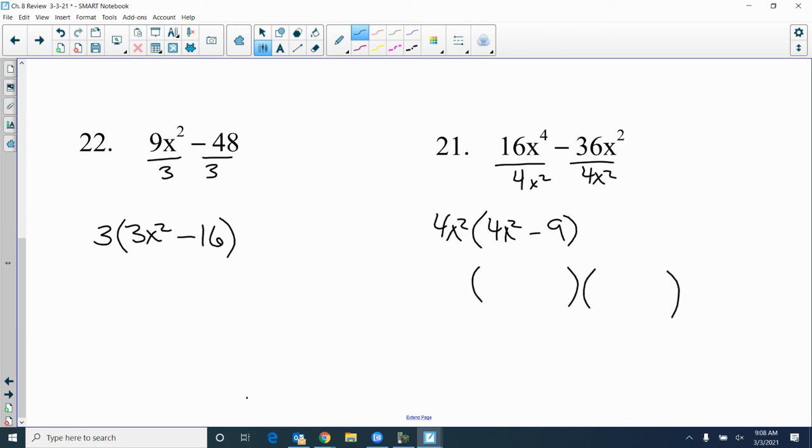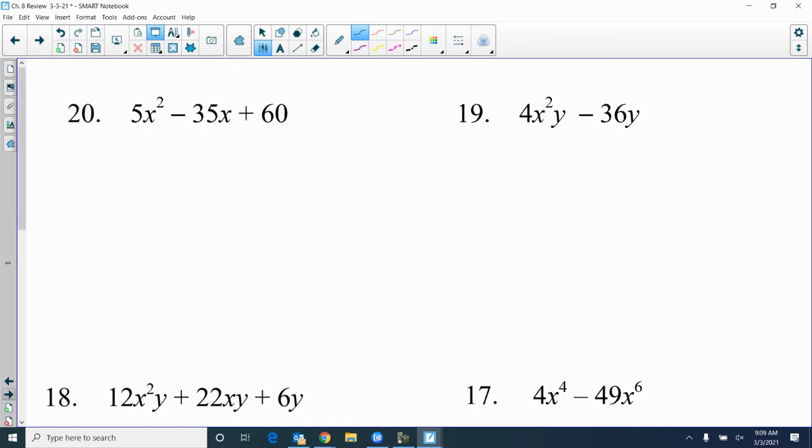What's the square root of 4x squared? 2 what? 2x. And what's the square root of 9? 3. So plus 3, minus 3, and then we'll bring down that first 4x squared that I factored out. All right. And again, look in here, see if you can factor anything out. That should be pretty easy to see: now those parentheses, those binomials, are going to be prime.